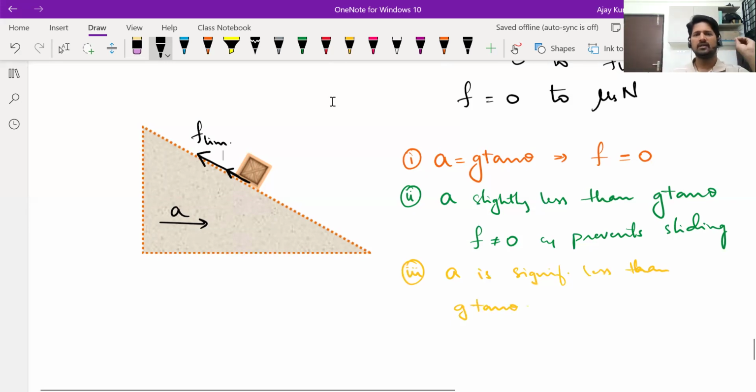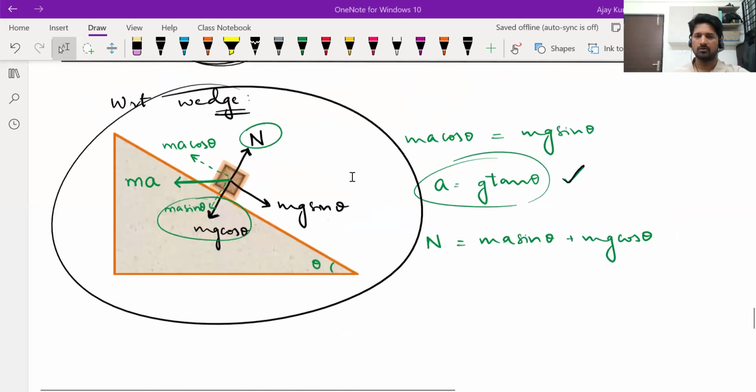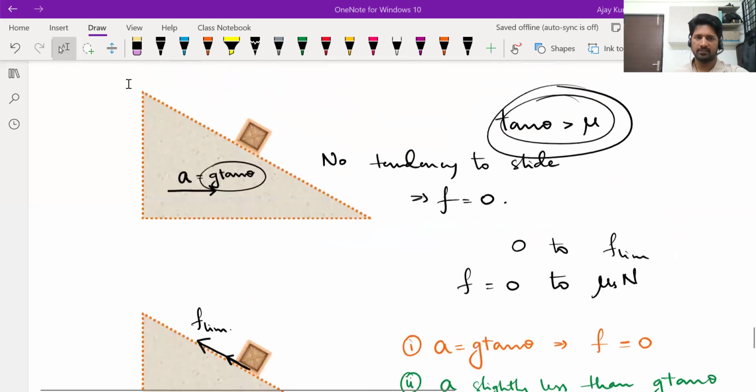Okay. Is this clear to all of you? Are you able to visualize what happens? Pawan, did you understand? Yes. Okay. Aishwarya, is this clear? Yes, sir.